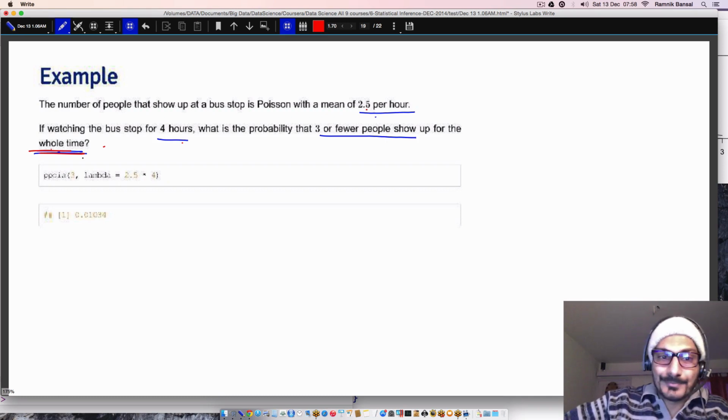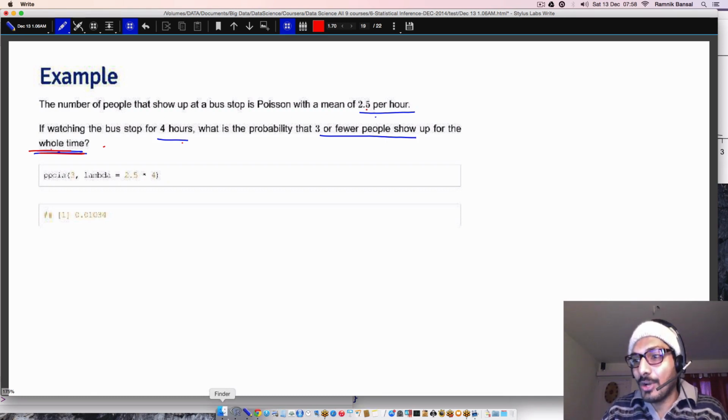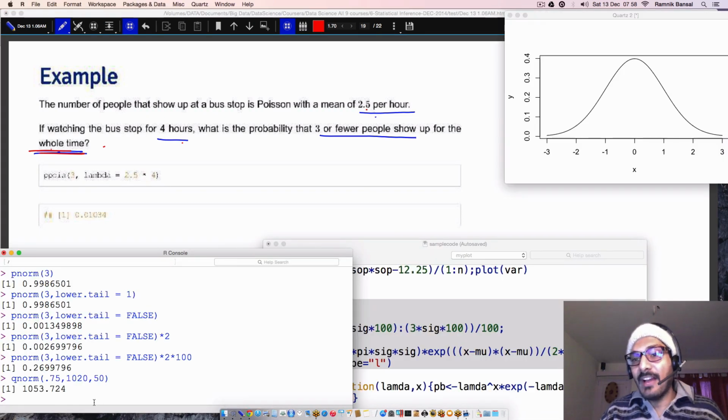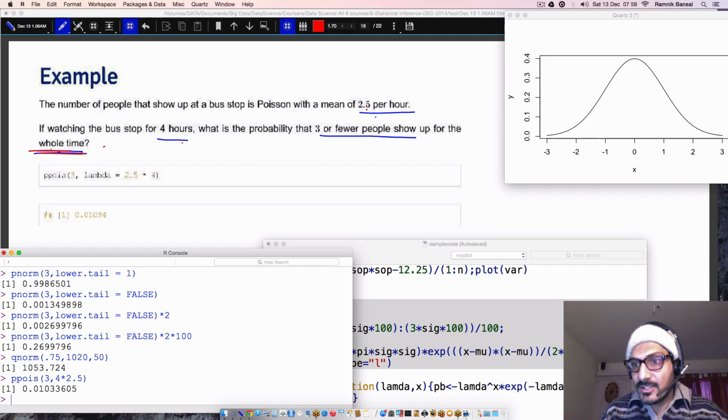Just like we had P norm and Q norm, similarly we have P pois and Q pois. Let's first look at P pois. My q is 3 and my lambda is 4 into 2.5. So I get this as an answer, which is effectively 1%. So the probability that 3 or fewer people are going to be at the bus stop is only 1%.